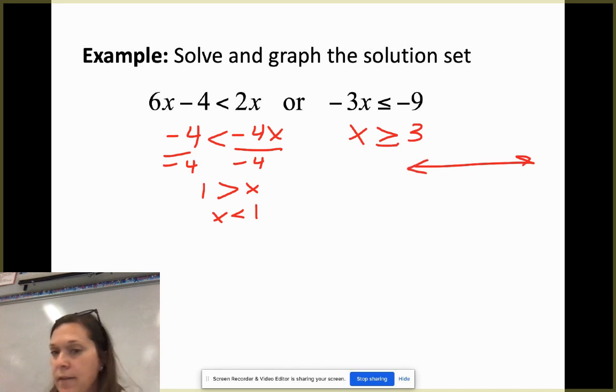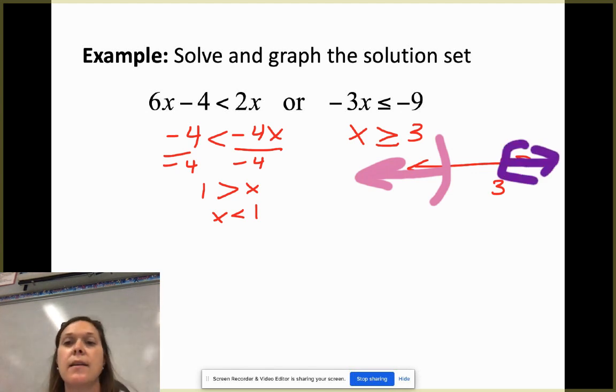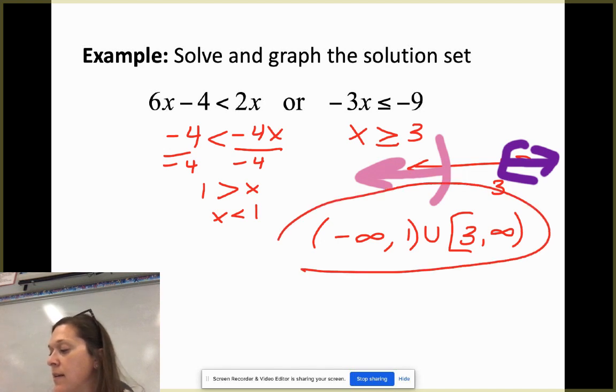So now on our graph, my smallest number is 1, largest number is 3. Now let's do our shading. At 1, we're this way. At 3, we're bracket going that way. If this was an and, it would be no solution. But this is an or. So I'm going to do the union of the left and the right. So my left is negative infinity to 1. Union, my right is, oops, that should be a bracket, 3 to positive infinity. And that would be our final answer in interval notation.